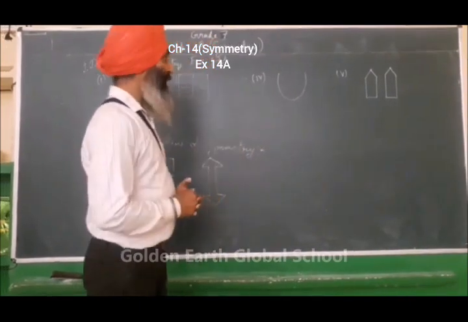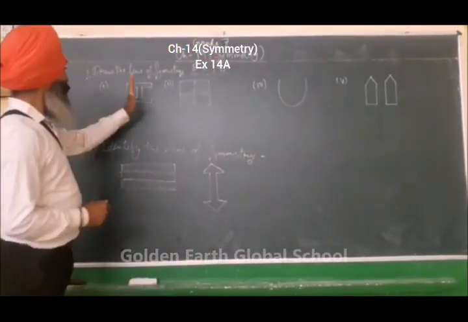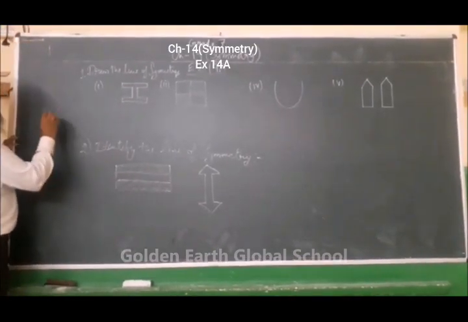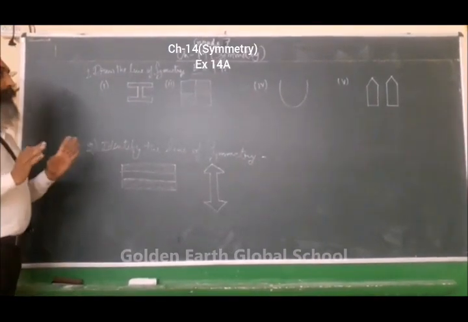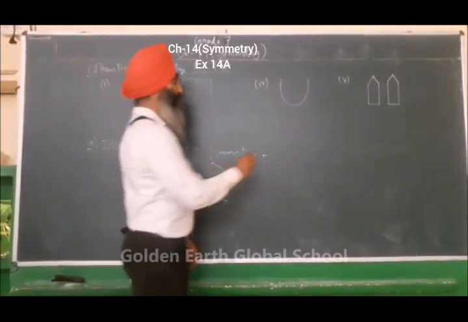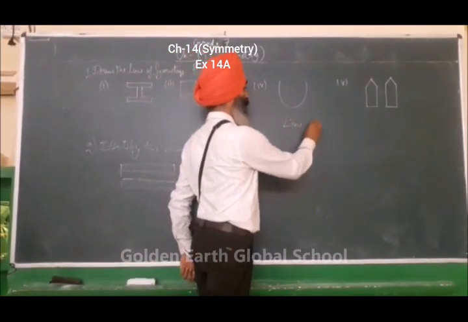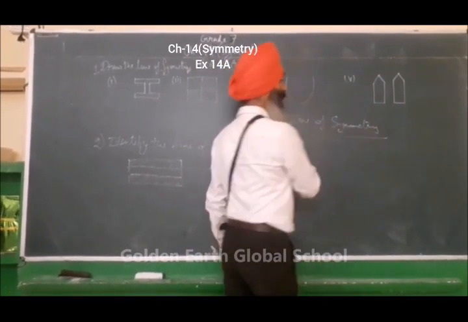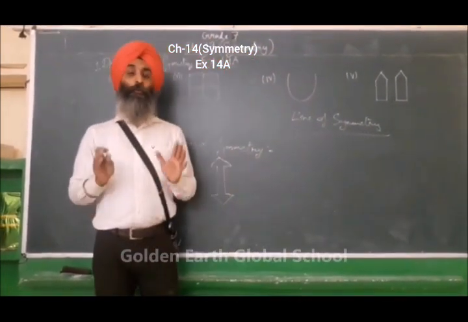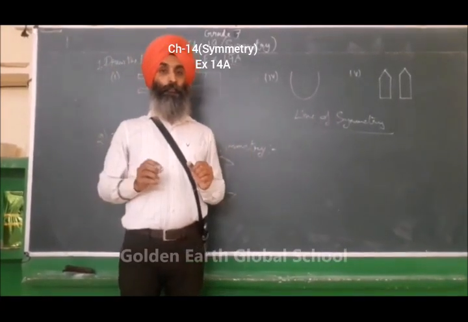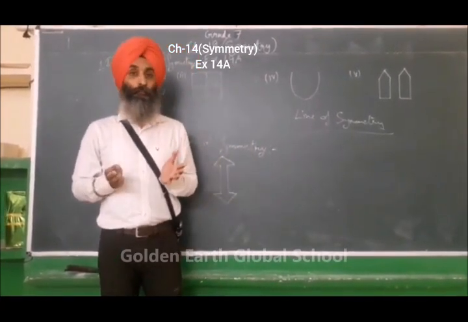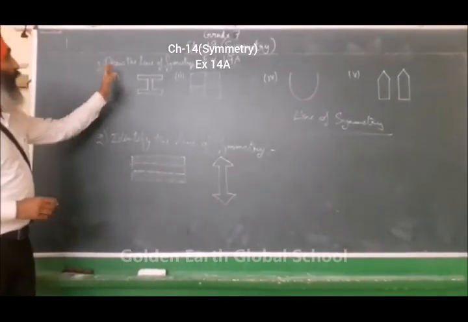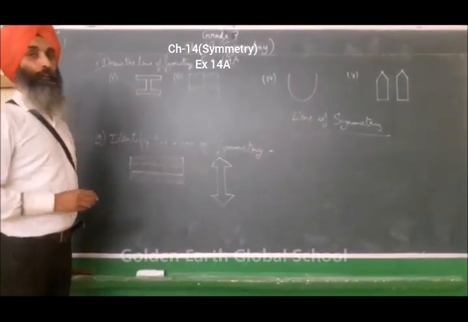Symmetry means it is symmetrical about both the sides. I will give you an example. There are so many things in the symmetry chapter, but the first thing is the line of symmetry. The line of symmetry is that line which divides the given figure into two equal parts or symmetrical parts. Understood my point? For example, our first question is: draw the line of symmetry of this given figure.